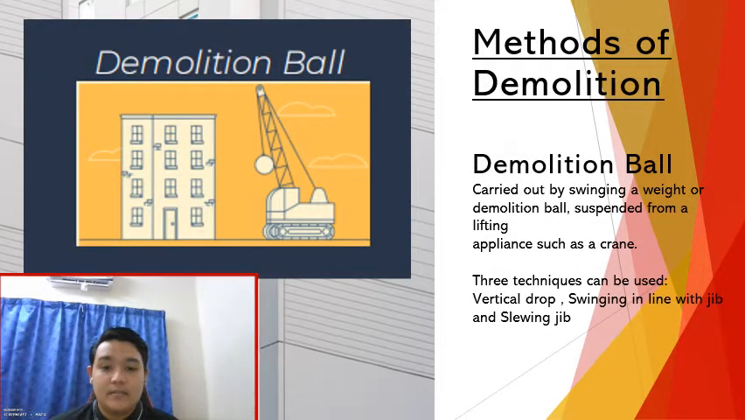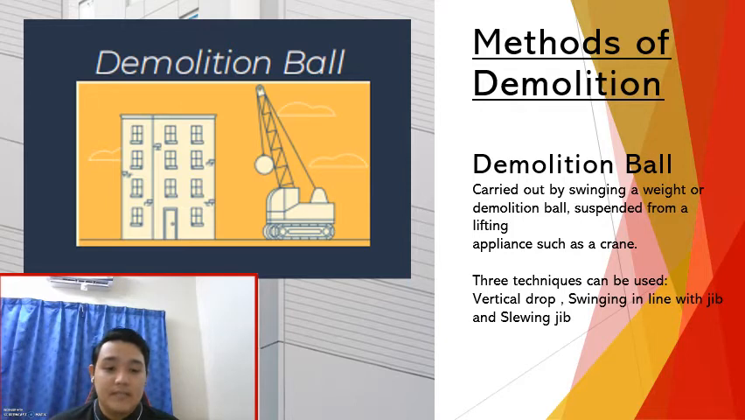The third one is the demolition ball. This method is categorized under progressive demolition and a skilled operator is needed. It is carried out by swinging a demolition ball from a lifting appliance such as a crane. There are three techniques that can be used, which are the vertical method, swinging in line with the jib, and slewing the jib.